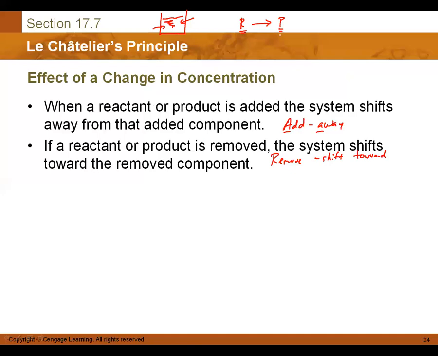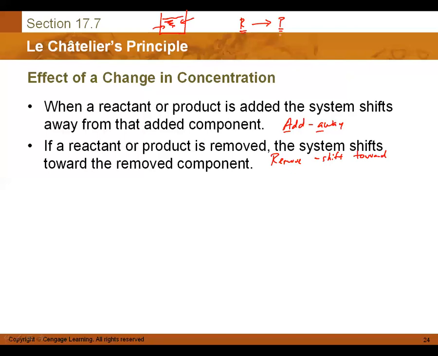So again, when we think about adding something that's a reactant, it should always be on the left-hand side of the equation. And that means that it should shift away and go to the right-hand side. And vice versa. If we remove a product, which is on the right-hand side of the equation, it should end up shifting to the right-hand side of the equation.